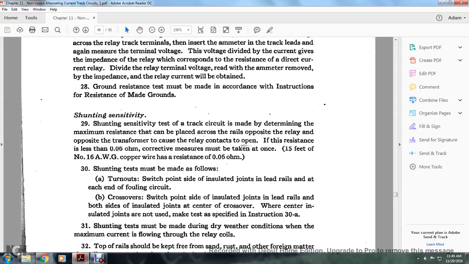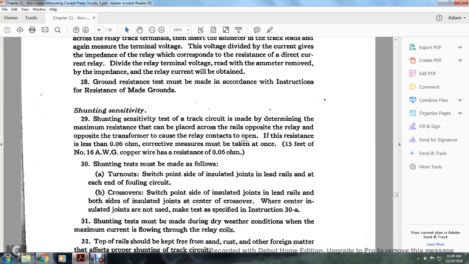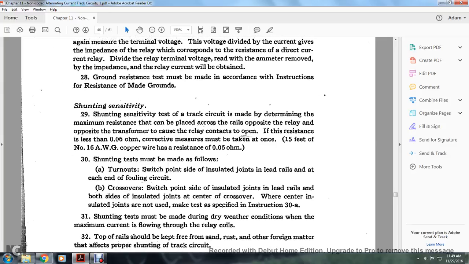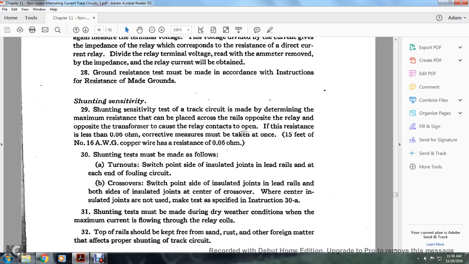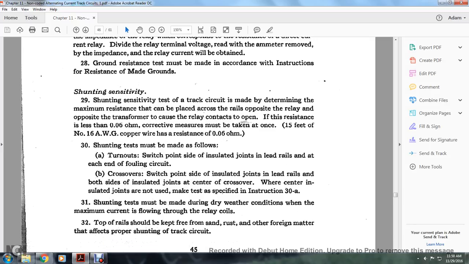Determine the switch point side insulated joints of the lead rails at the end of each of the following circuits. The crossover switch points and insulated joints of the lead rails on both sides of the insulated joints at the center of the cut are also over the center, and the insulated joints are not used. Make tests as specified in instruction 30A. 31. Shunt testing must be made during drying weather conditions when the maximum current is flowing through the relay coils. 32. The tops of the rails should be kept free from sand, rust and other foreign matter that affects the proper shunting of the track circuits.